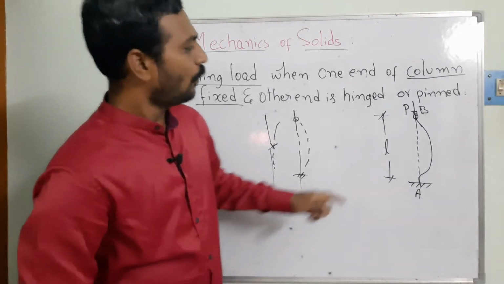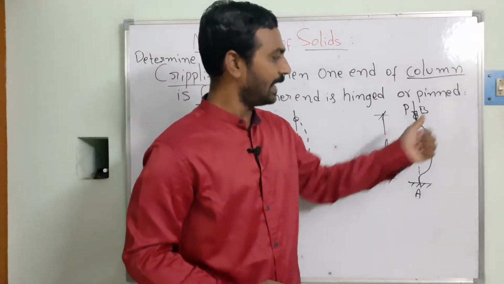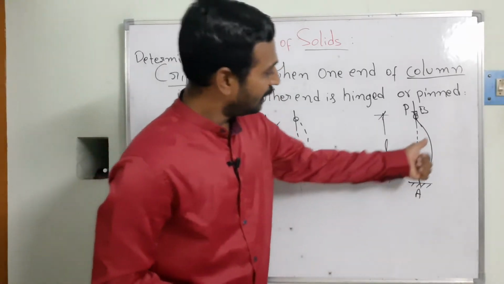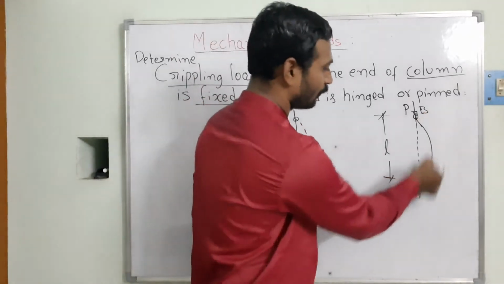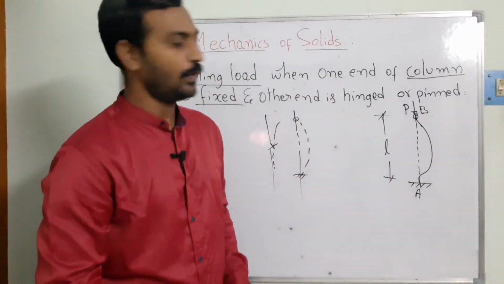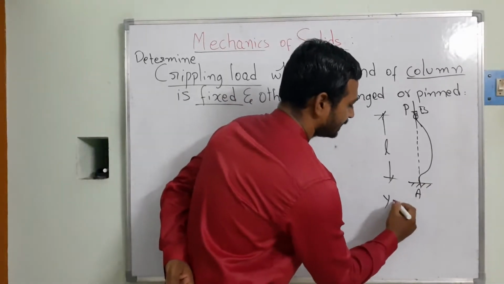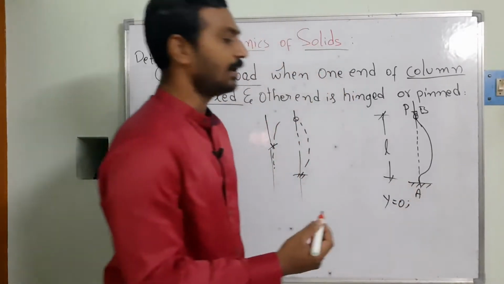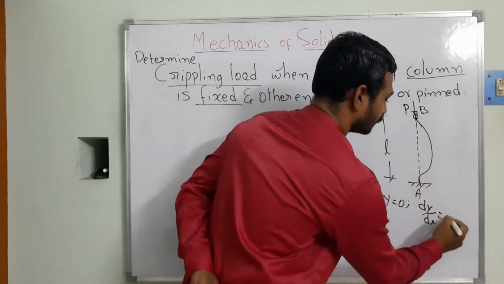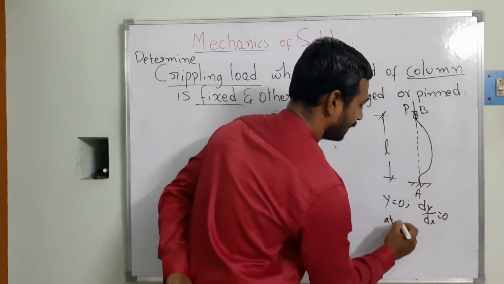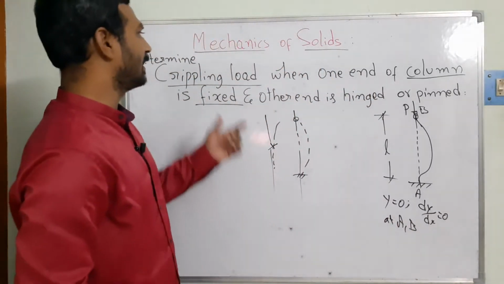We need to understand here that at end A and end B, the deflection is not available, but only at the middle of the span. At end A, the deflection y is equal to 0. Similarly, the slope also is 0, that is, dy by dx is equal to 0 at A and B.